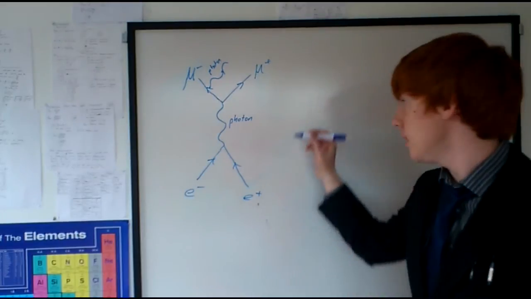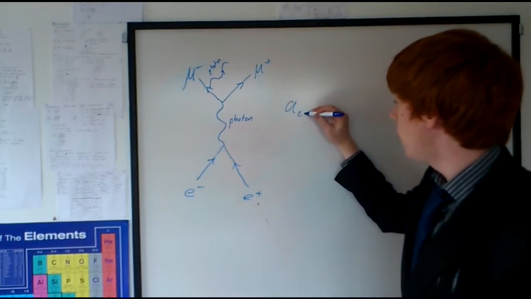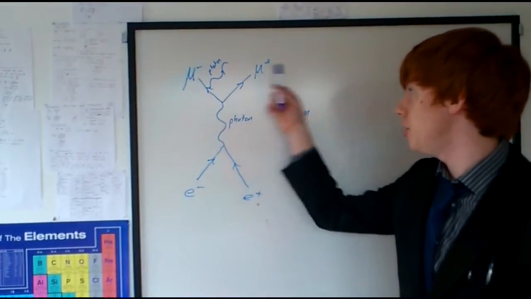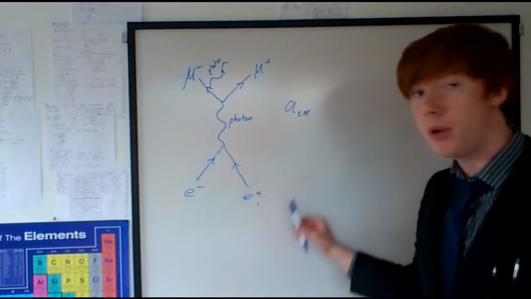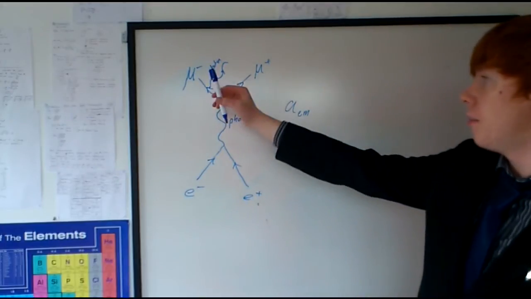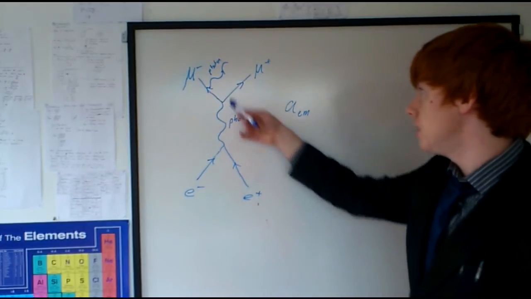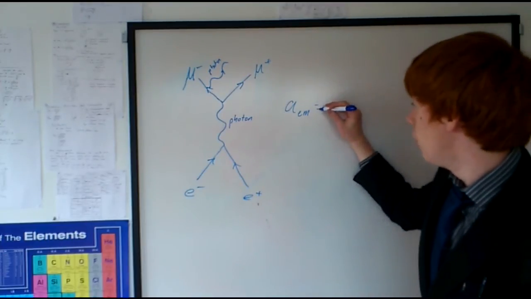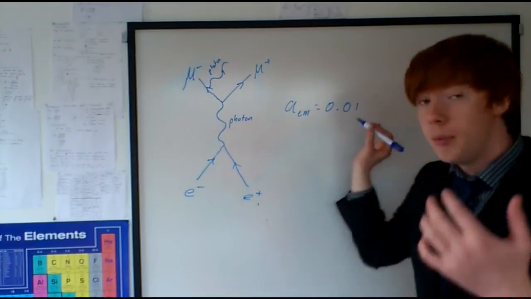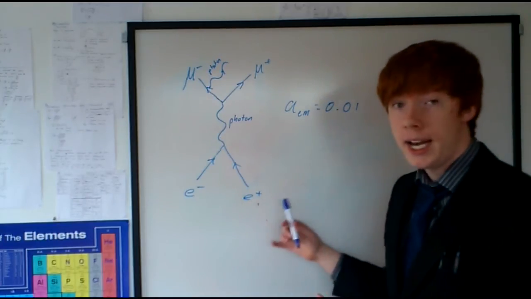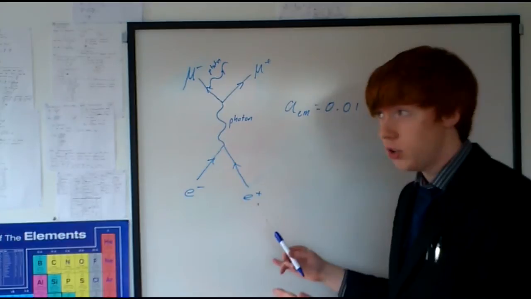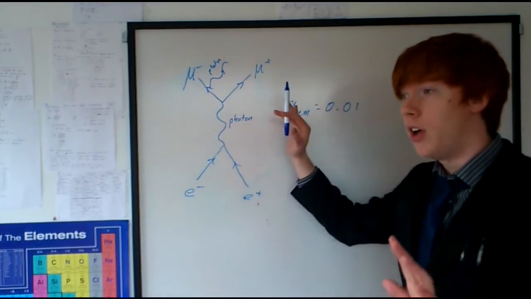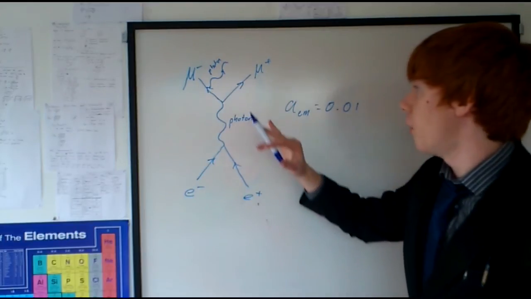The way that we write that is alpha with subscript em. For example, for a photon to be produced when an electron and positron collide and form a muon and anti-muon, the fine structure constant is about 0.01, meaning that for about 1 in every 100 collisions of this sort, one photon will be produced there. Just imagine it's the probability of a sub-branch growing out of one of these branches.